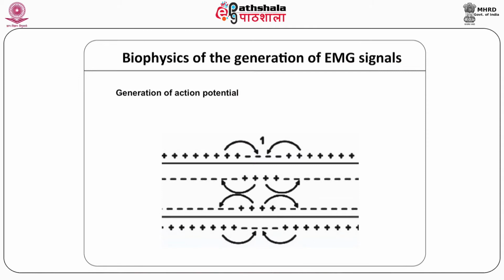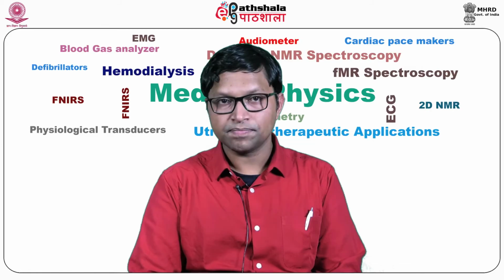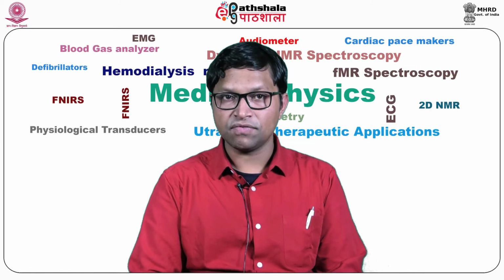Let us discuss the biophysics of the generation of the EMG signals. By now, we have understood the basics of the anatomy of the skeletal muscle and how a muscle gets activated and contracts. In this section, we will try to understand the generation of the action potential, how the EMG signals are generated, and what is the concept of crosstalk while recording EMG. Let us come to the first question, that is, the generation of the action potential.